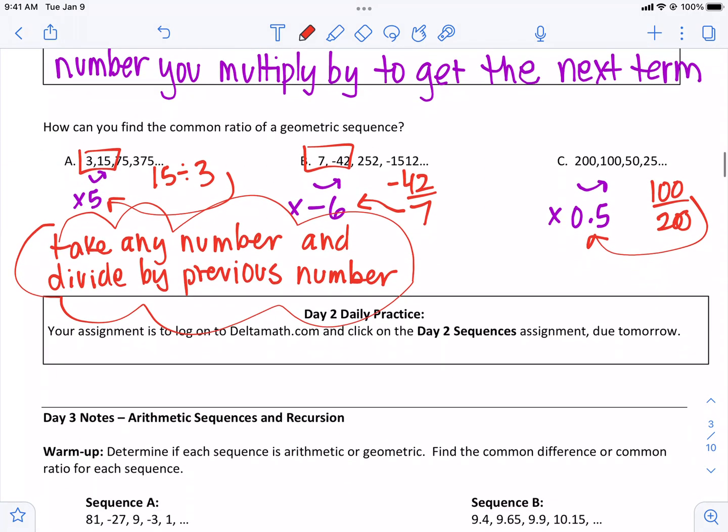So you're going to practice these in Delta Math. It's called Day 2 sequences. It's going to ask you, is it arithmetic or geometric? What's the common difference? What's the common ratio? And there's also a few review problems there as well.